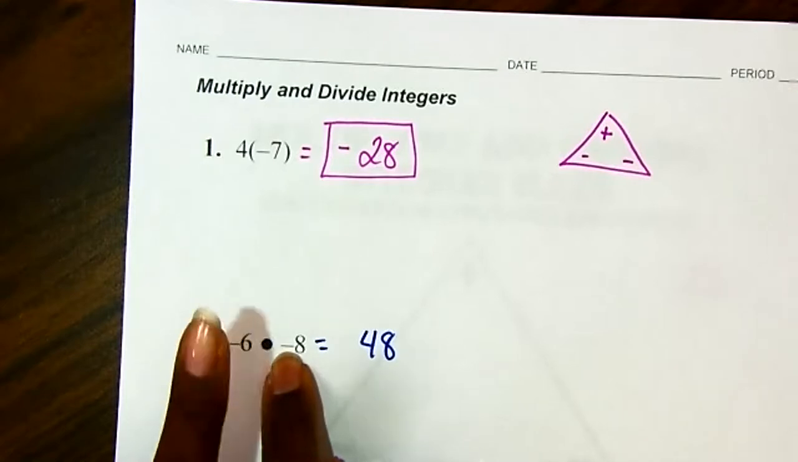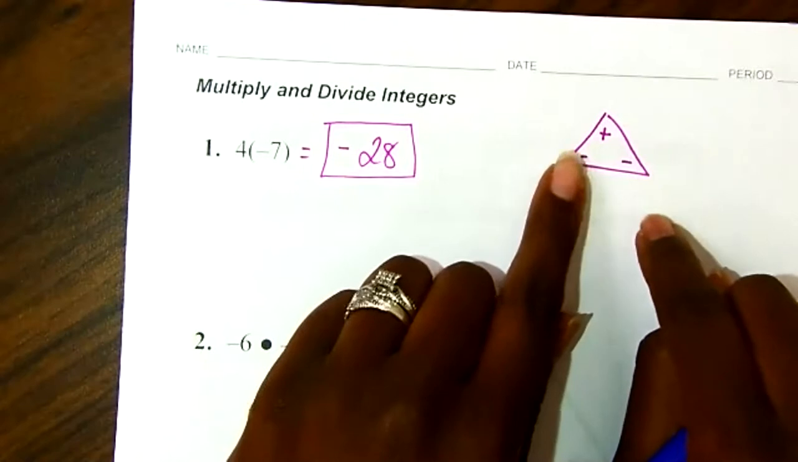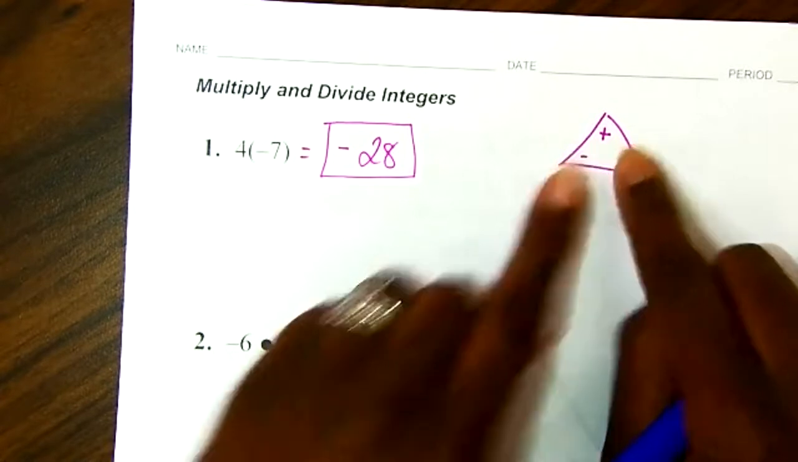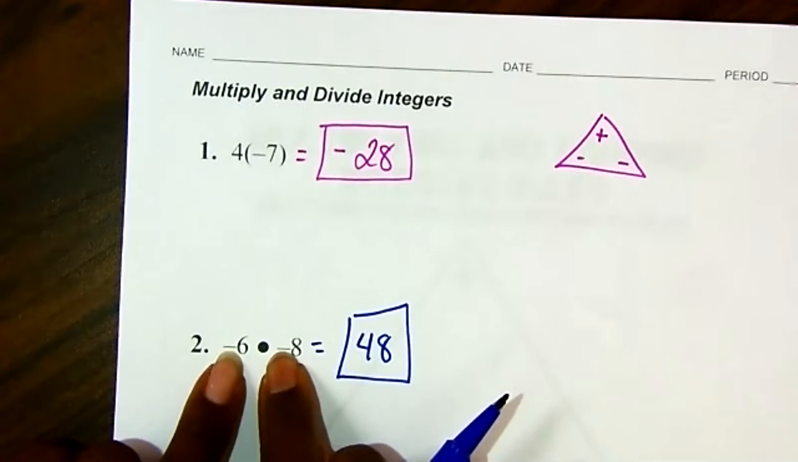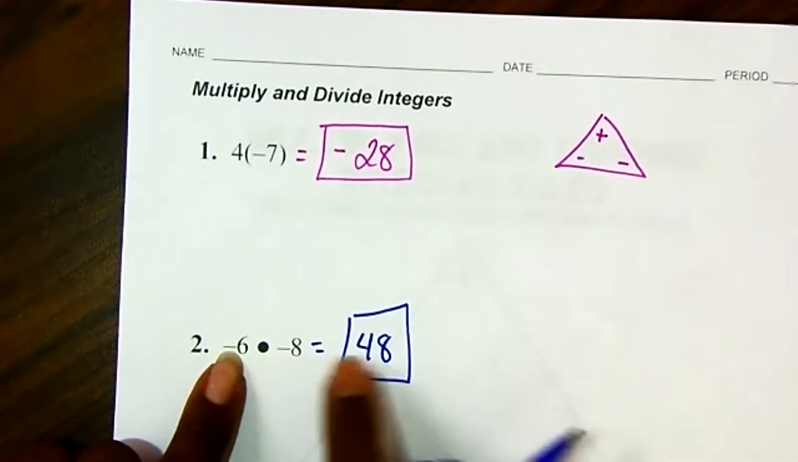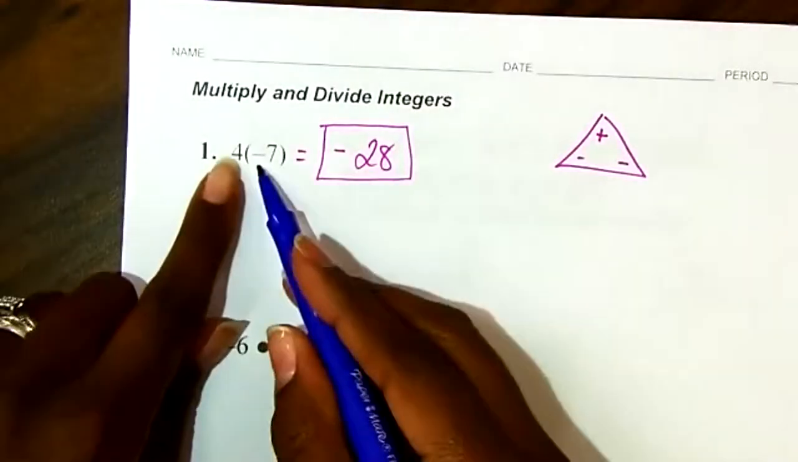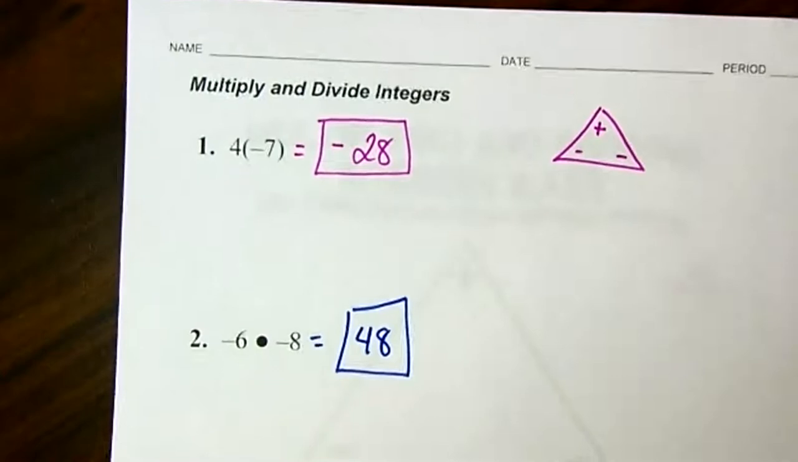I multiplied a negative by a negative. So if I come back to my triangle, I had a negative and a negative. So that means my answer should be positive. Okay? Remember, if they have the same sign when you're multiplying and dividing, it changes to a positive. Remember that attraction makes a positive. If they have different signs, then they stay a negative.